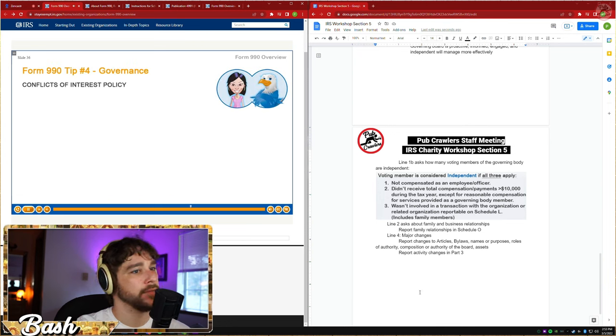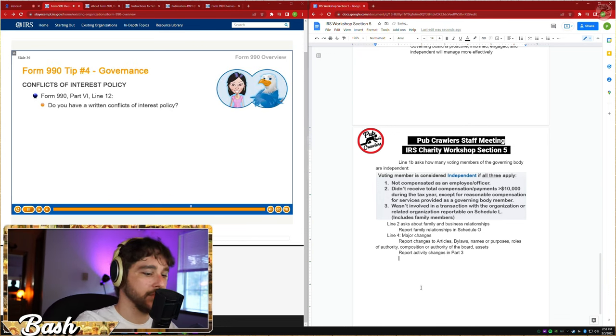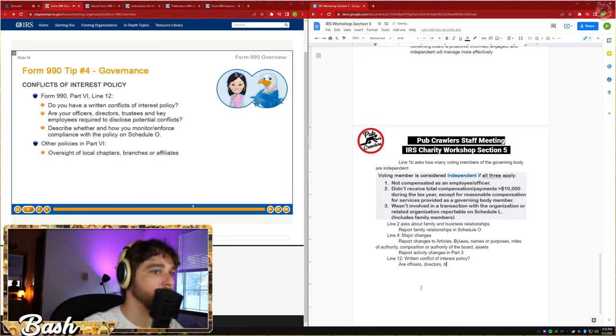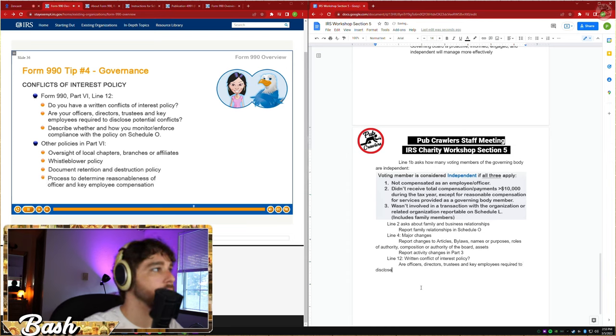Yep. I see that line 12 asks whether my organization has a written conflict of interest policy. Right. If you answer yes, it asks whether your officers, directors, trustees, and key employees are required to annually disclose any potential conflicts. Also, line 12C asks you to describe whether and how you monitor and enforce compliance with this policy on Schedule O. Other policies or procedures addressed in this section include a policy regarding oversight of local chapters, branches, or affiliates, a whistleblower policy, a document retention and destruction policy, and a process for determining the reasonableness of compensation of officers and key employees. Select the Continue button to learn about disclosures in Part 6.